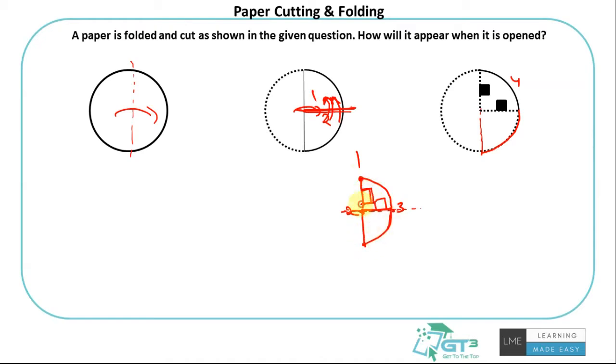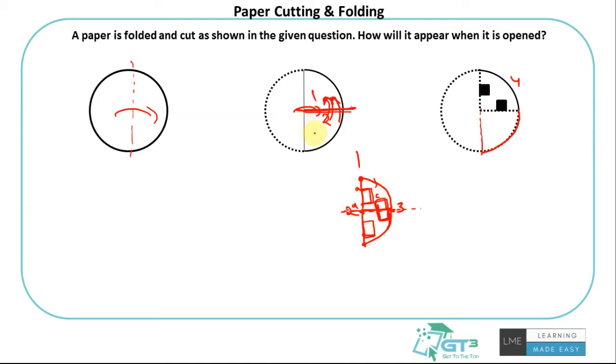So this is my thing. Let me call this A, B, C, D. A is farther, so A will come here. B will come here. So I will get something like this, and then this circle will look like this. This is what the reflected image will look like.